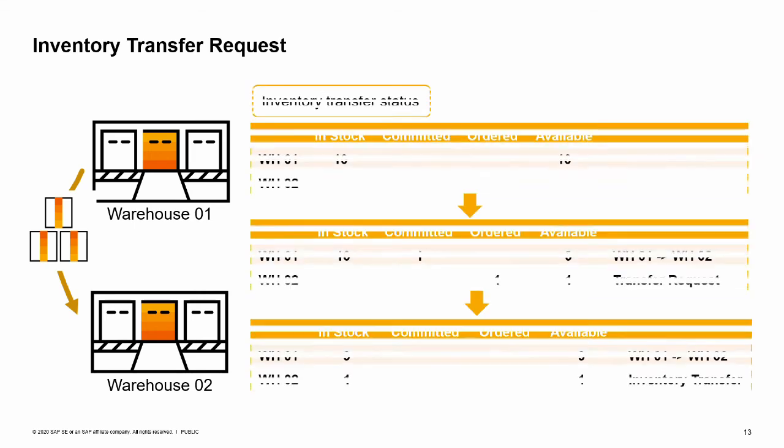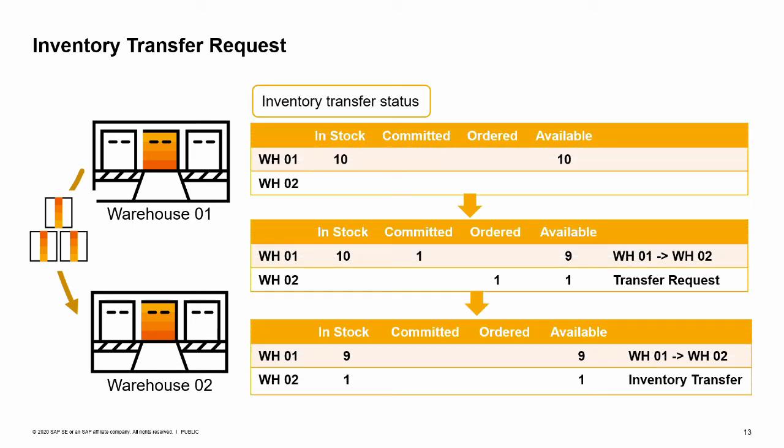When the inventory transfer request has the status open, for the issuing warehouse, the requested quantity is regarded as committed. For the receiving warehouse, the requested quantity is regarded as ordered.